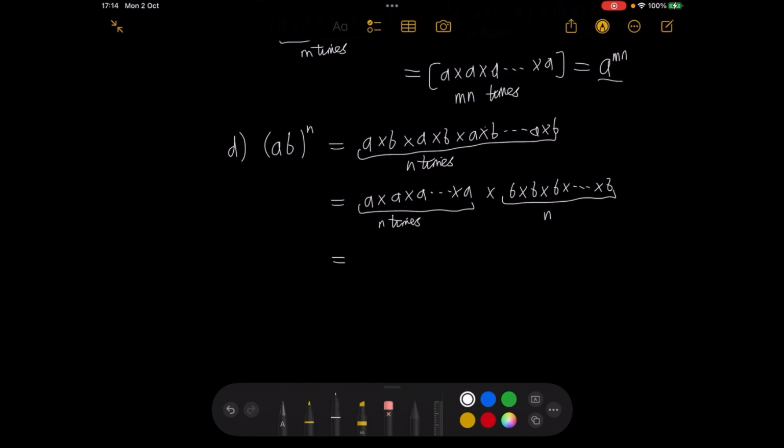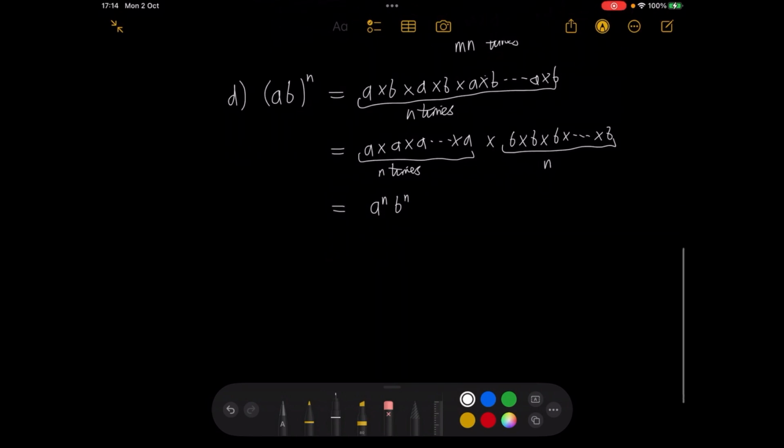So now we're pretty used to this. This is just a to the n times b to the n. So that's our final rule: ab to the power of n equals a to the n times b to the n.